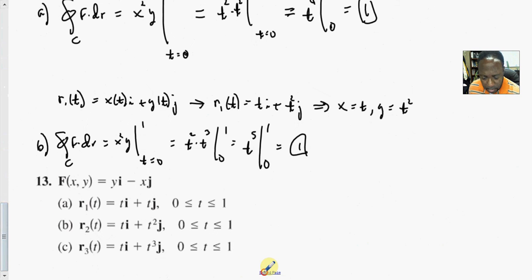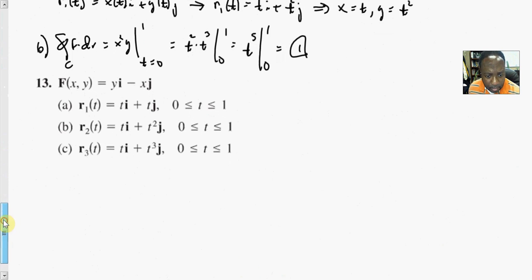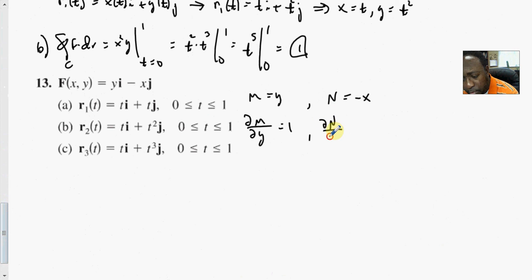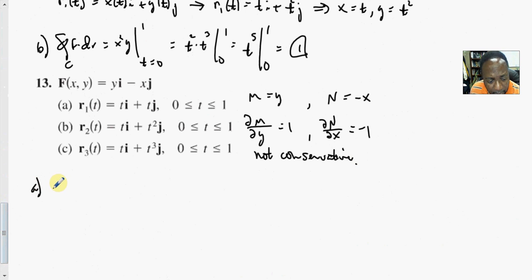Let's look at number 13. For this one, M is equal to y and N is equal to negative x. It's not conservative. Why? Because the partial of M with respect to y is equal to 1, and the partial of N with respect to x is negative 1. So here it's not conservative. So all that stuff we just got through saying doesn't work for this problem. For this one, you have to do what we did back in the previous section to find the line integral.